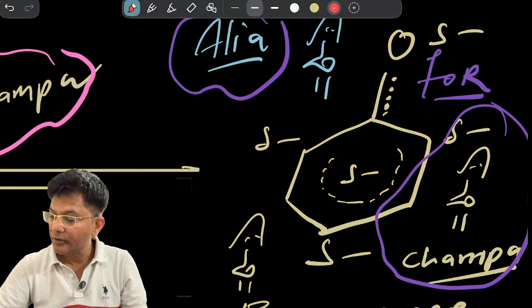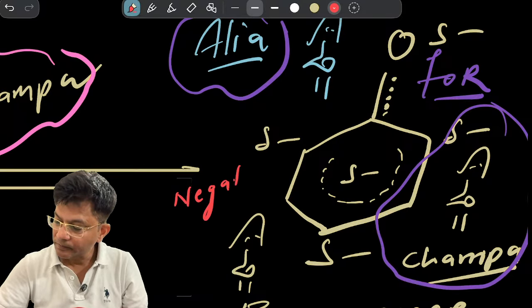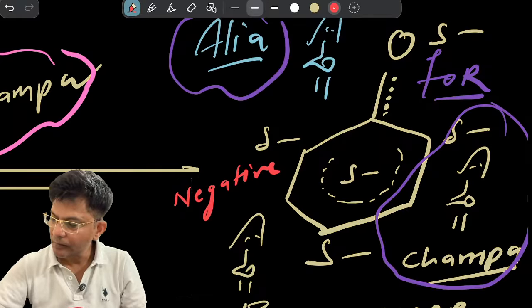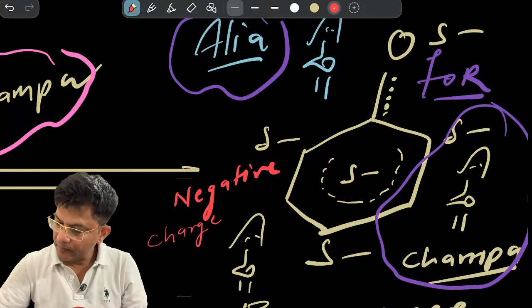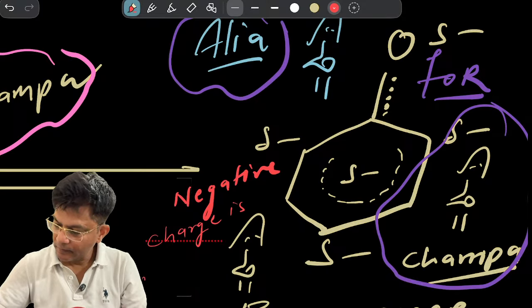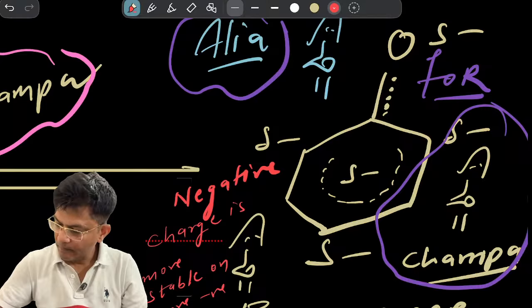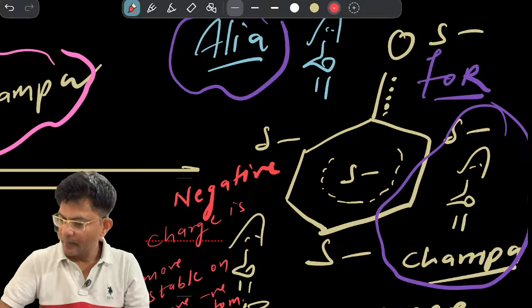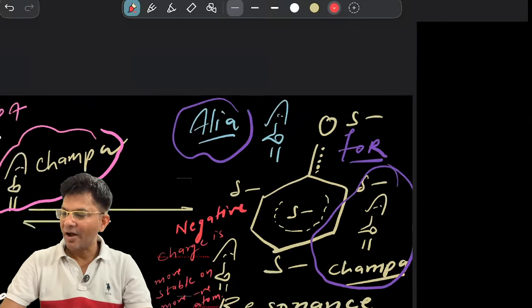Are you getting my point? The only thing is that negative charge is more stable on a more electronegative atom. Is this clear to each and everyone? Now I hope this is clear.